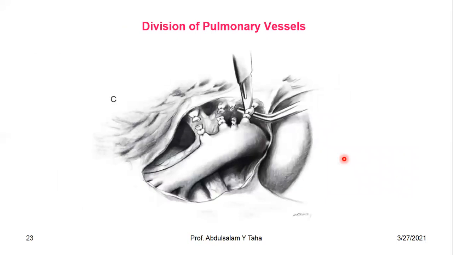In this picture, we can see the procedure of division of the pulmonary vessels. As we said before, the pulmonary vessels can be dealt with in different ways. One of the standard ways is to apply ligatures. At least we apply 2 proximal ligatures and 1 distal ligature, or 1 proximal ligature and another suture ligature, and then the vessel is divided next to the proximal 2 ligatures. Okay.